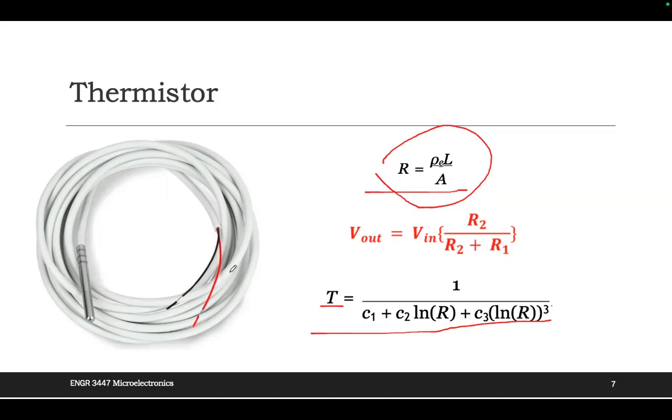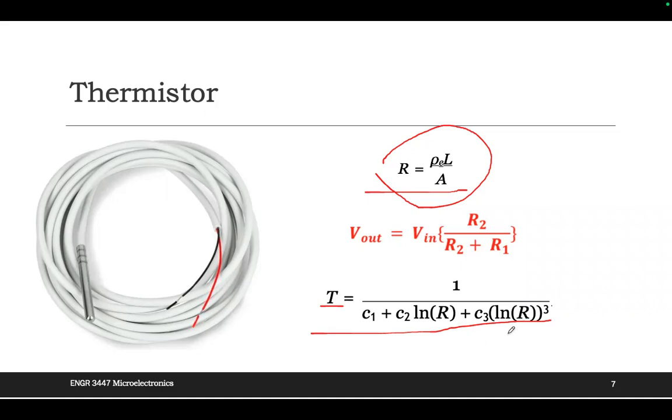Let me ask you, in our lab the temperature will change, am I right? And when the temperature changes, the resistance will change, am I right? In this equation, C1, C2, C3 are constants for the specific thermistor. So the point is you need to find C1, C2, C3 for your thermistor. And if you find C1, C2, C3, which means if you know the temperature and you know the resistance, right?